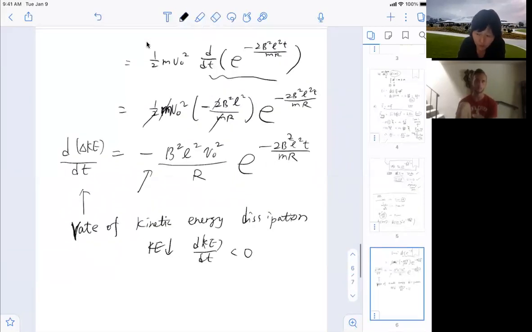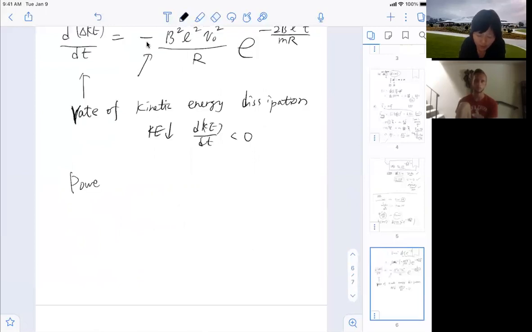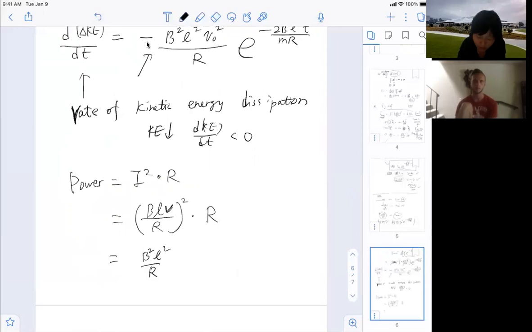So now let's do dissipation in the power resistor. So what is power? Power is I squared times R. What is I? I is BLV over R, times R. And V, what is V? V squared L squared R squared V squared. Okay, V is V naught squared e to that entire thing, right? T over R.